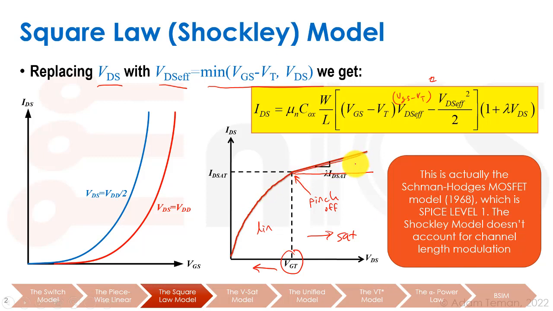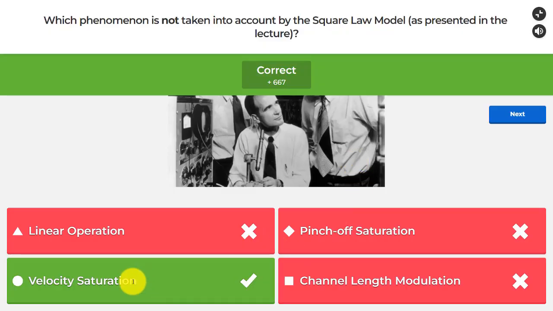Okay, it does not take into account, however, velocity saturation, and that's why our answer over here was velocity saturation. It has linear operation, as we saw. It has the pinch-off saturation over here, and it has channel length modulation, at least in the Shichman-Hodges model, but it does not take into account the velocity saturation.